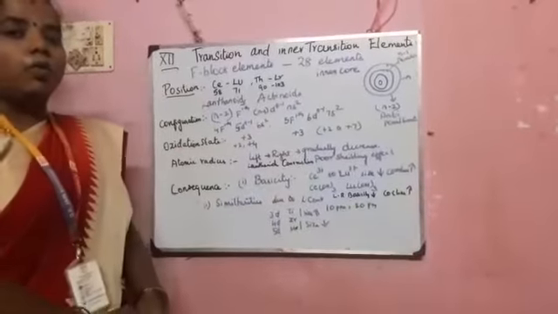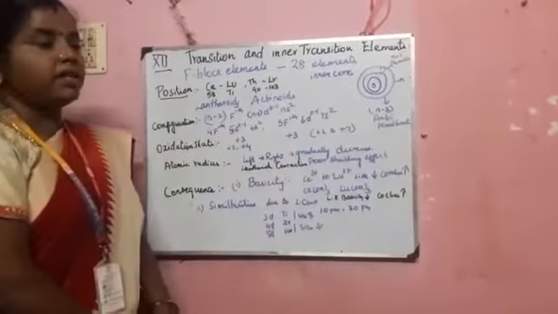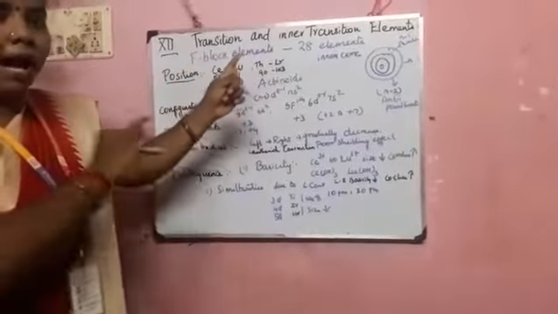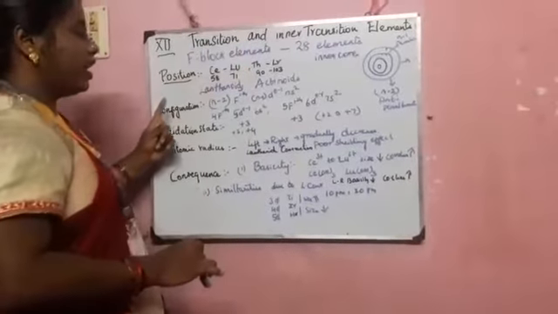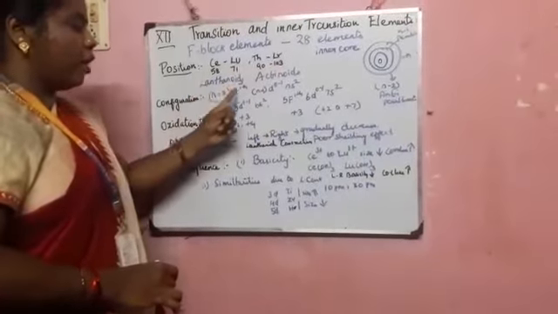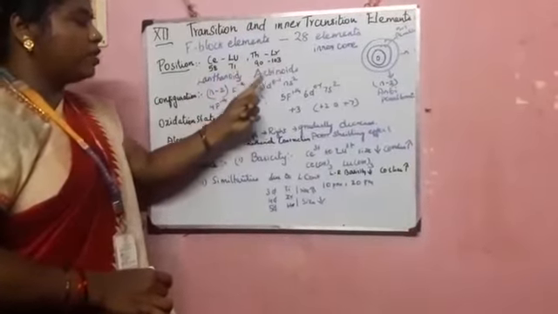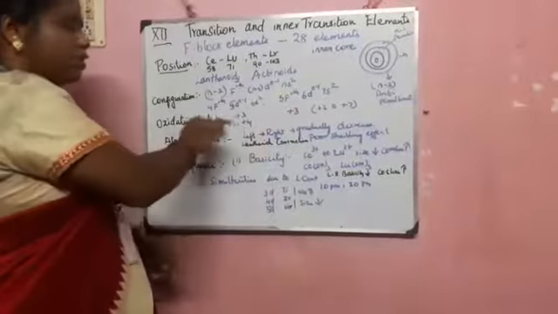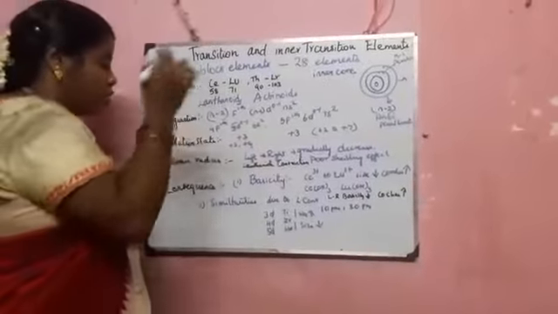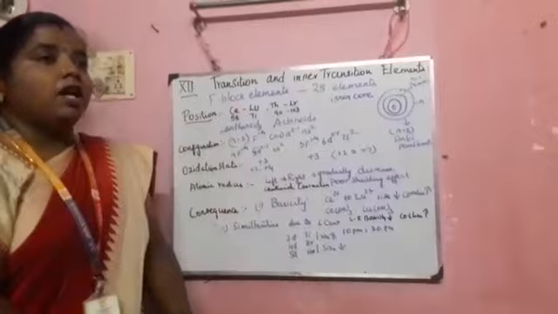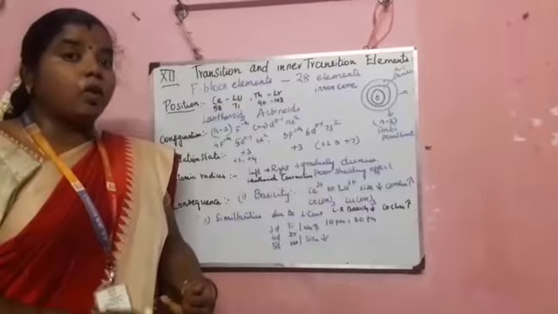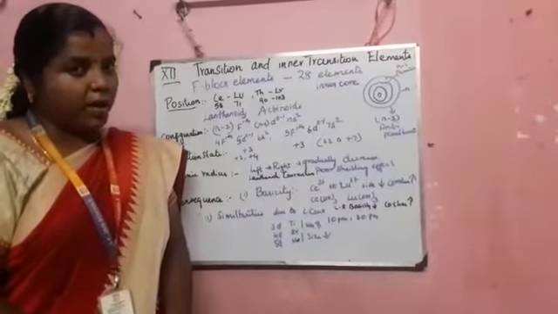So in this video we saw about the inner transition elements. So 28 elements are present in that. The positions are actinides and lanthanides, and the configuration (n-2)f 1 to 14, (n-1)d 0 to 1, ns2 will be there, and the oxidation state +3, and the atomic radius decreases because of the lanthanide contraction. So the consequences are basicity and the similarities. So these are all the important questions in that. Lanthanide contraction and the consequences of the lanthanide contraction are very important in this chapter.